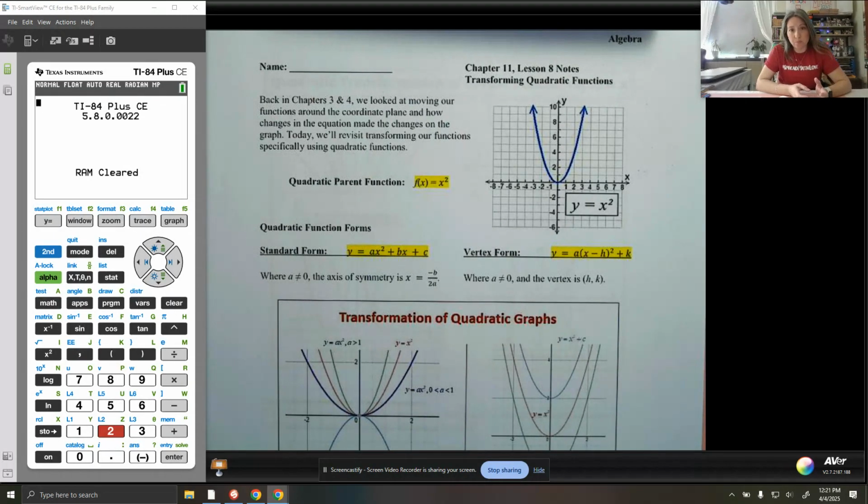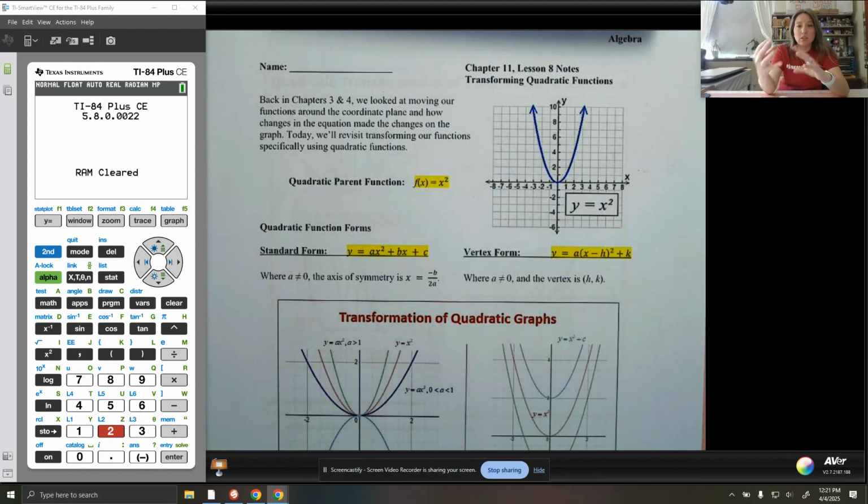So today what we're going to do is take our parent function, and we'll call it f of x equals x squared, and we are going to move that parent quadratic function up and down and left and right, and we're going to shrink it, like narrow it up, and we're going to widen it, and we're going to flip it upside down so that it's a frowny face parabola, and we are going to look at how we can manage to do all of that in the form of our equation.